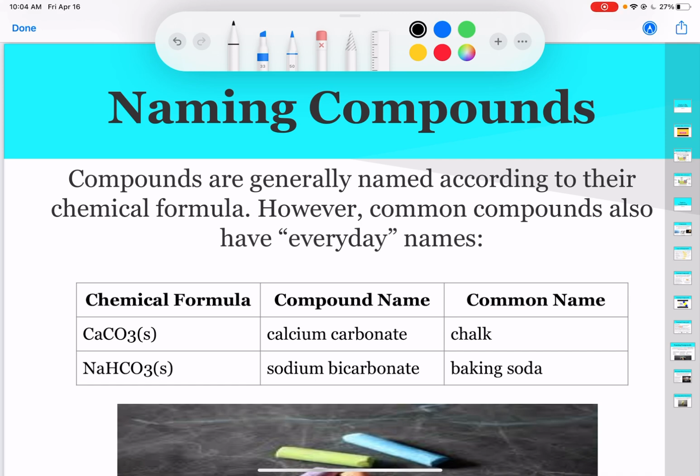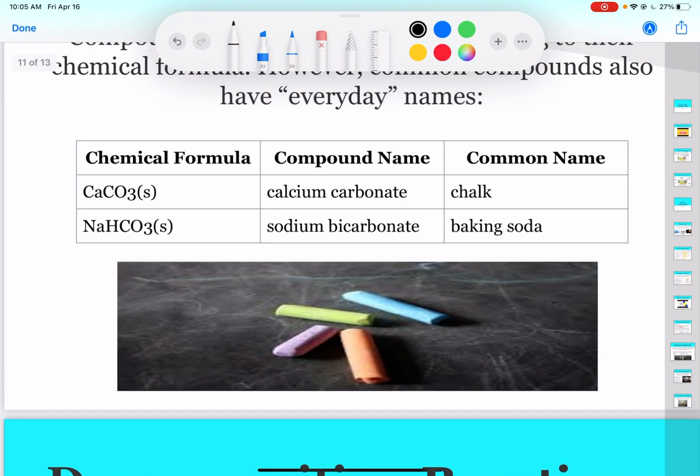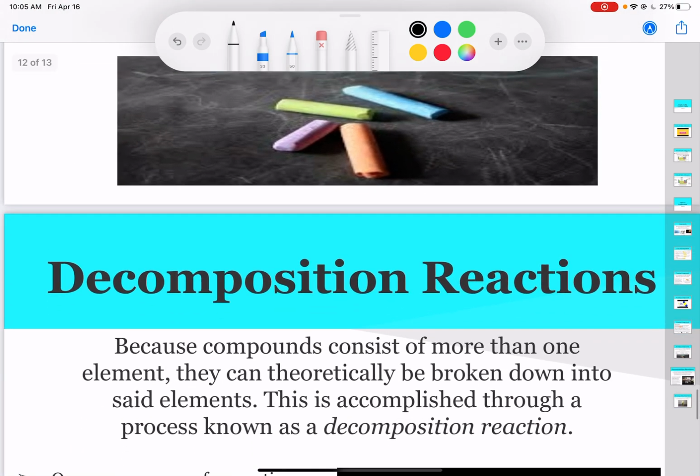But we know that in life as chalk, okay? NaHCO3, that's sodium bicarbonate, but we just know that as baking soda. So certain compounds have everyday names, and I don't know why, but that's just the way they do it. So we don't say, oh, you're writing on the board with some calcium carbonate. We just say you're writing with chalk. It's just an easier way to talk about these compounds.